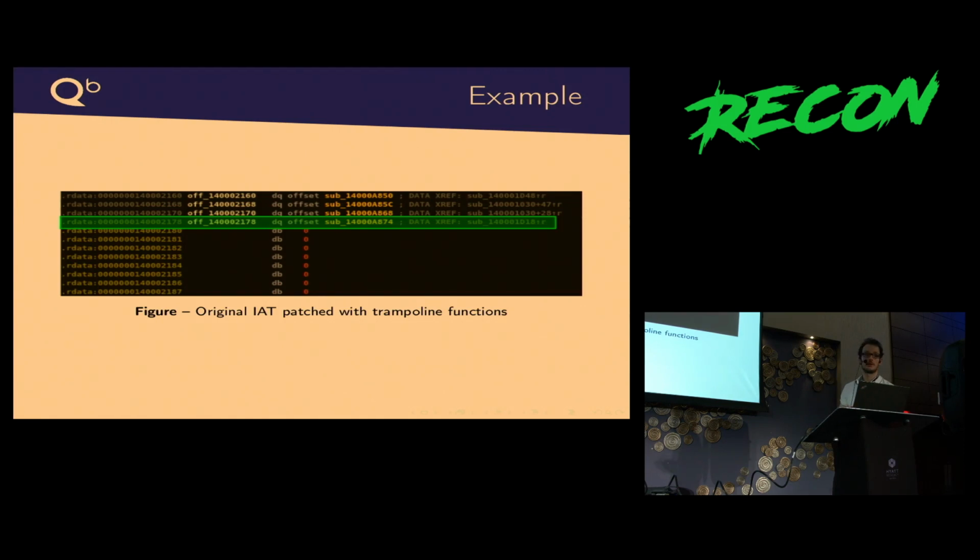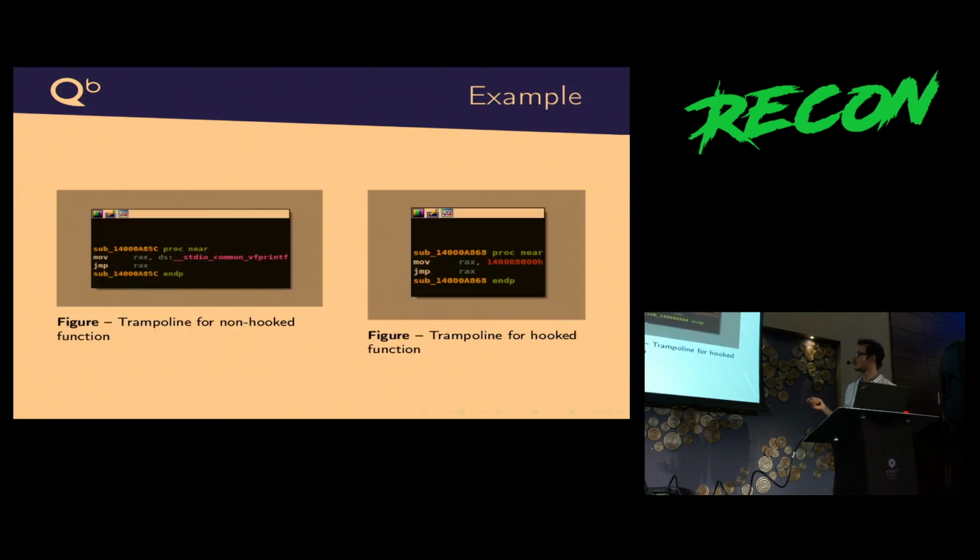And we can have two kinds of trampoline function. The first one is if we don't want to hook the function. In that case, we just jump to the original import. And if we want to hook the function, we now have a jump into the hooking function.